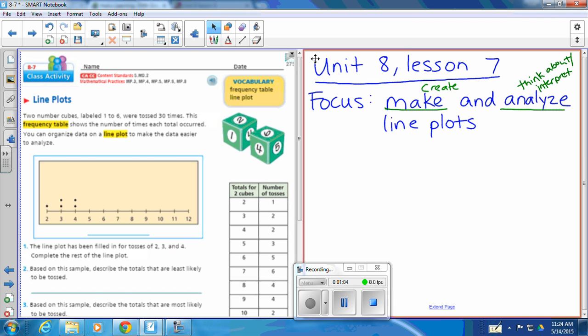Okay. So first of all, what is a line plot? Danny, I need you to stop talking, please.